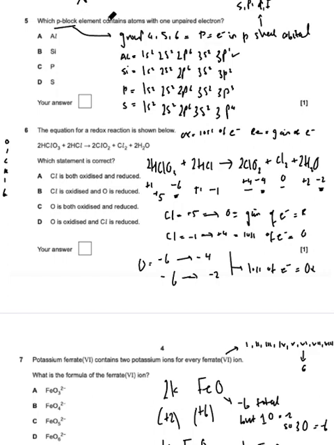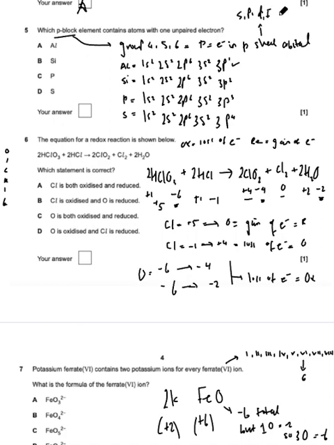Which p block elements contains atoms with one unpaired electron? Okay, so the p block on the periodic table is group 4, 5, and 6, and they're called the p block because their last electron is in the p shell orbitals. So remember, in orbitals we have s, p, d, and f. So the p block would mean that the outer electrons would be in the p shell orbital.